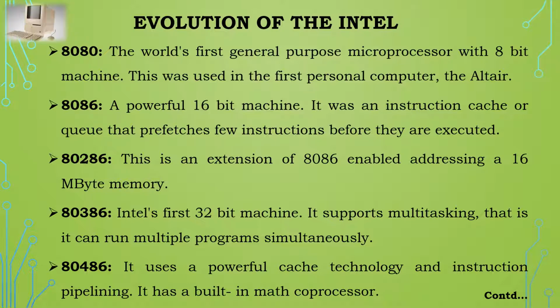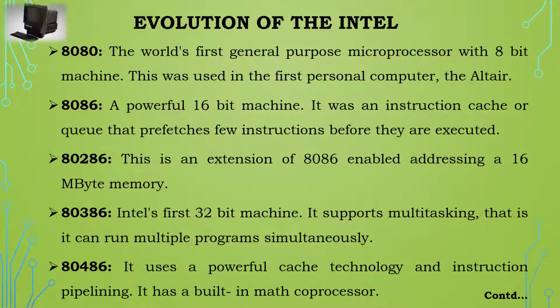Now let's see the evolution of Intel. 8080, the world's first general purpose microprocessor, an 8-bit machine. This was used in the first personal computer, the Altair. 8086, a powerful 16-bit machine. It had an instruction cache or queue that prefetched a few instructions before they were executed. 80286, an extension of 8086, enabled addressing of 16 MB memory.